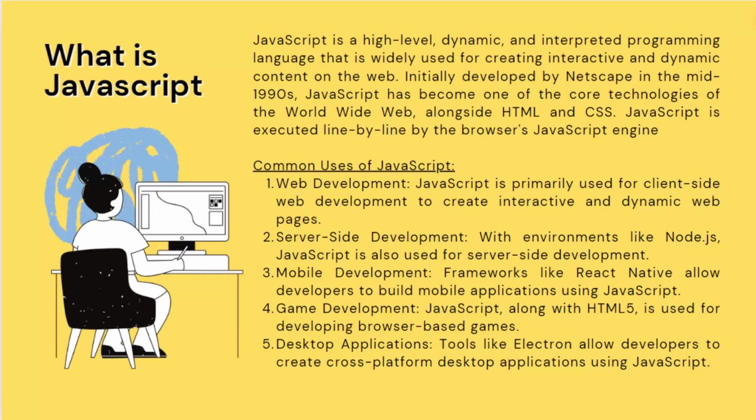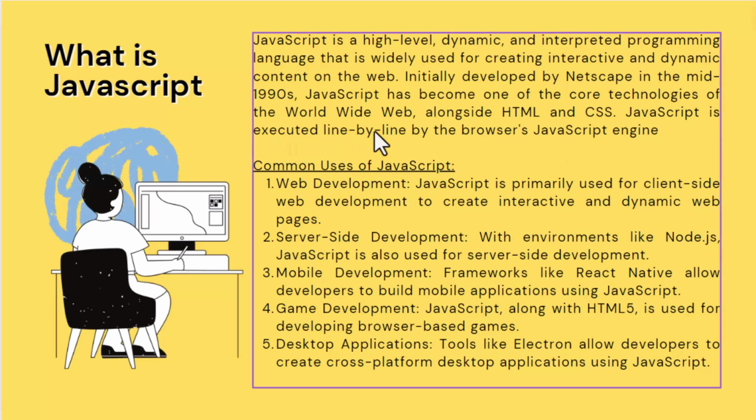What is JavaScript? JavaScript is a high-level, dynamic and interpreted programming language that is widely used for creating interactive and dynamic content for the web. Initially, it was developed by Netscape in the mid-1990s. JavaScript has become one of the core technologies of the World Wide Web alongside HTML and CSS.